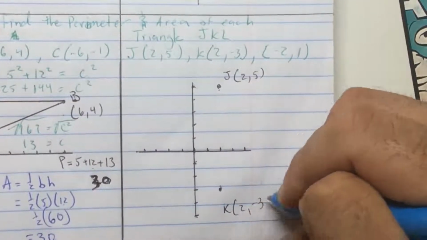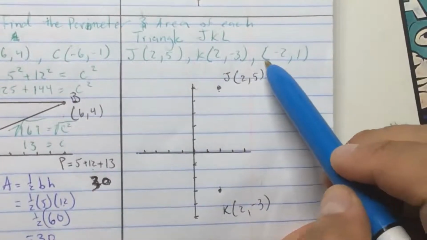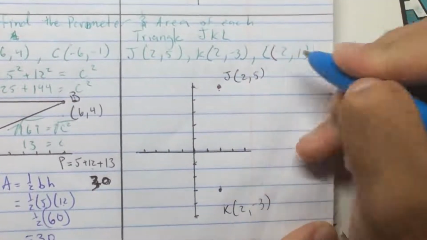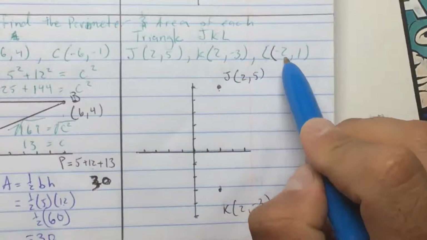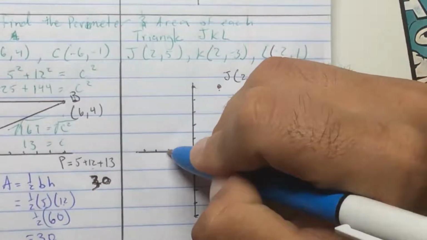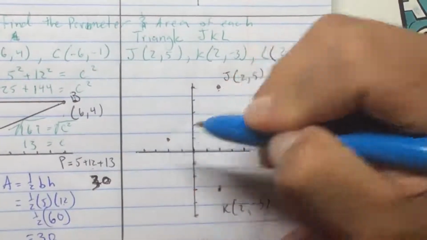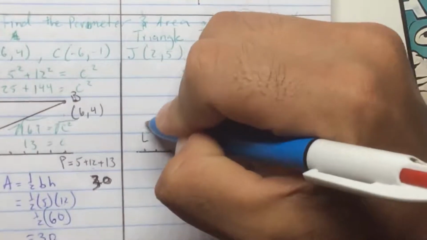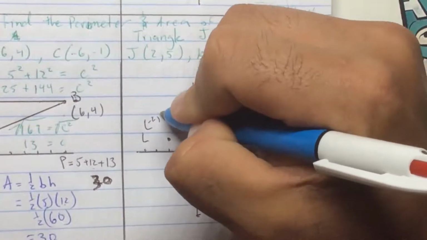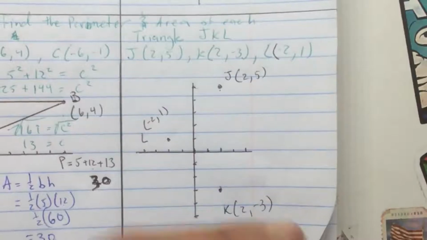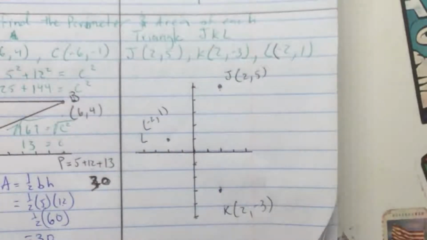(2, -3). And then we have our L. Oop, forgot the parentheses there. Our L, which is at (-2, 1). L, (-2, 1). Then we're going to go ahead and connect these dots. We'll do this one in blue.